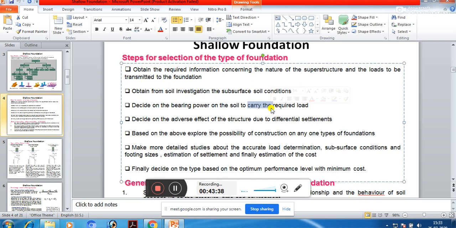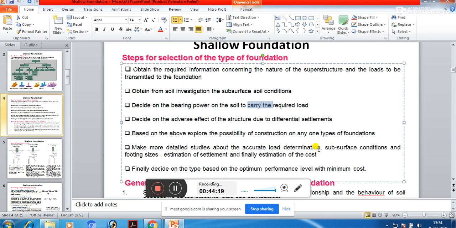In such a case you may have to go for a raft foundation. If the raft is also not a proper foundation, then you will have to go for deep foundation, so you will have to go for piling or pile foundation. So these are the possibilities you will have to study while selecting the type of foundation. Then you need to make more detailed studies about the accurate load determination.